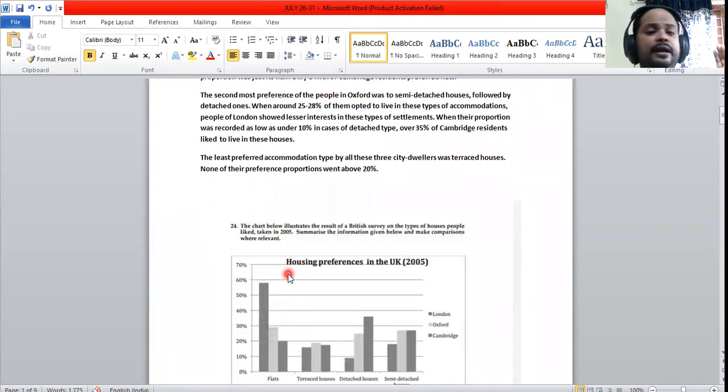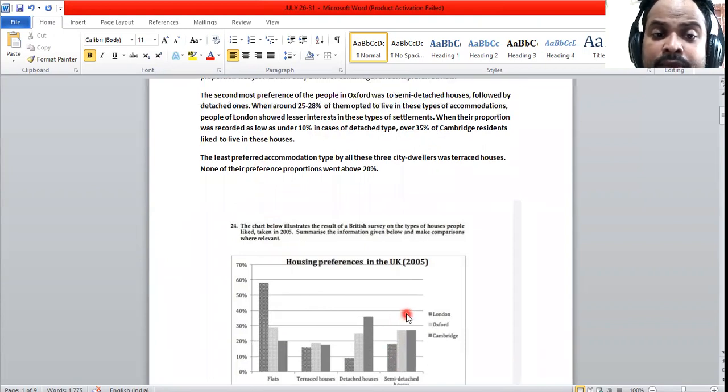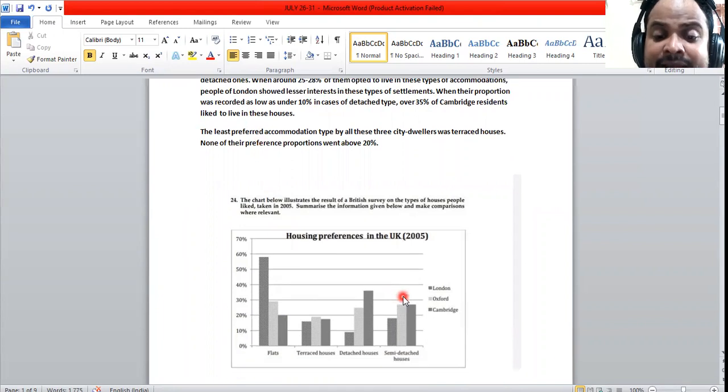So I move on to the second paragraph. The second most preference of people in Oxford was semi-detached houses. The first most preference was for flats. The second was semi-detached houses, followed by detached ones. The white one is Oxford.